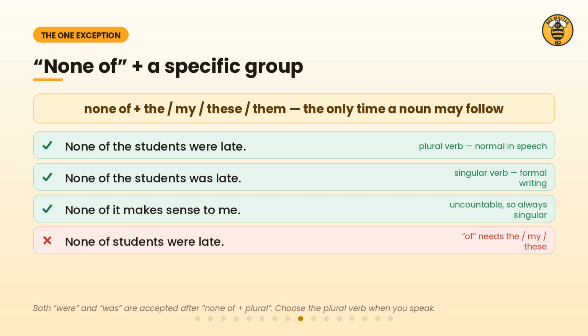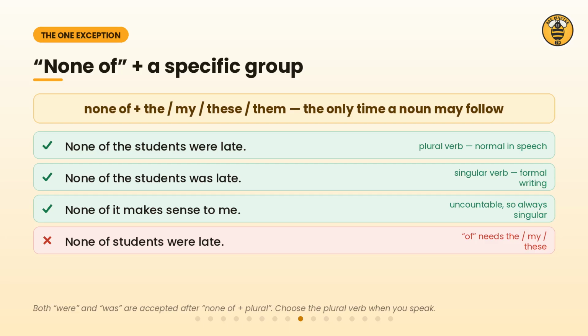There is one situation where a noun does follow none, and that is the phrase none of. None of must be followed by a specific group. That means the noun needs a determiner in front of it, the, my, these, those, or a pronoun like them or us. None of the students were late.